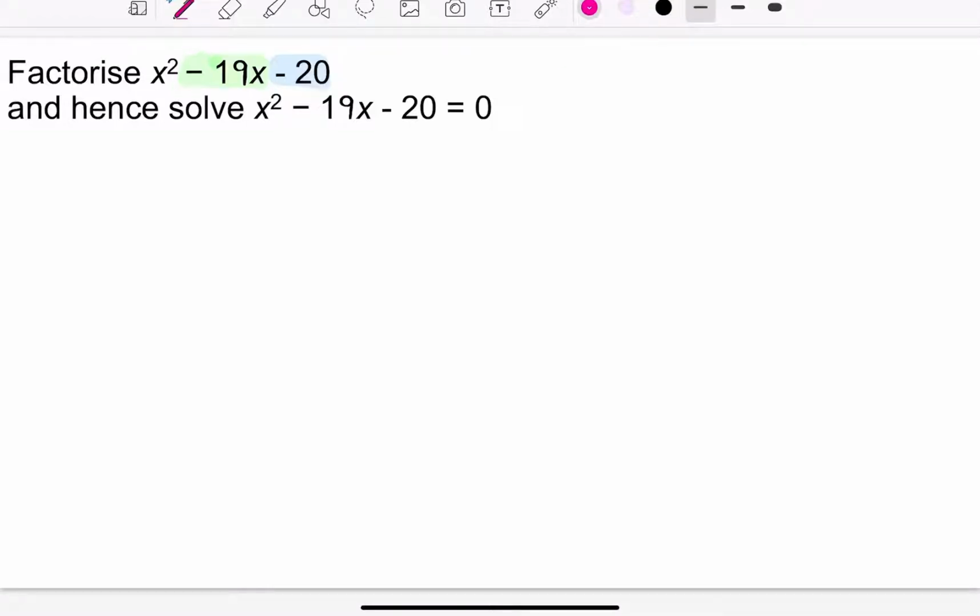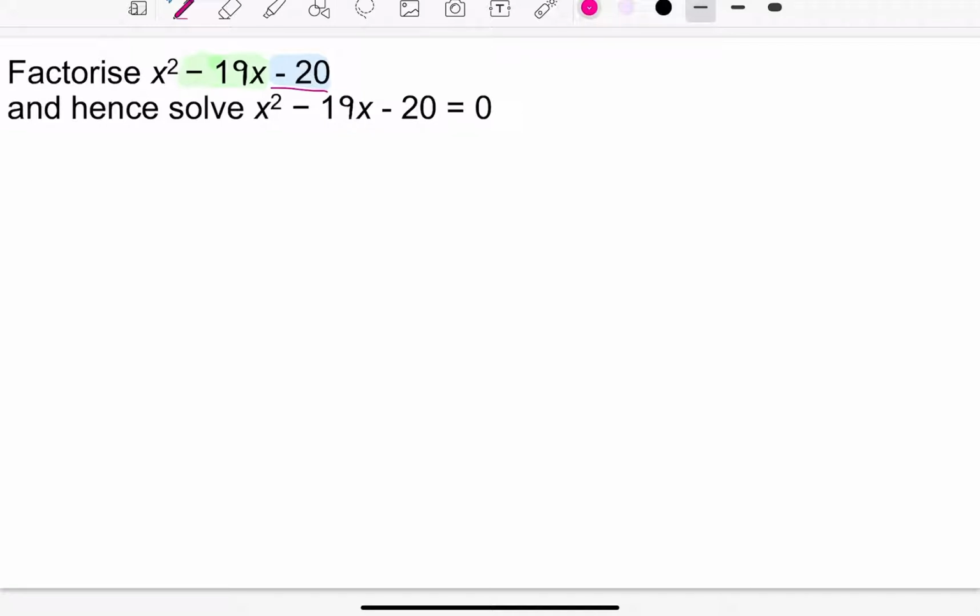When given a question where we need to factorise and then solve, or hence solve, we need to consider two things. We first need to consider the last thing in our quadratic. So in this case, that's this minus 20. The two numbers we're looking for are going to multiply to give us minus 20.